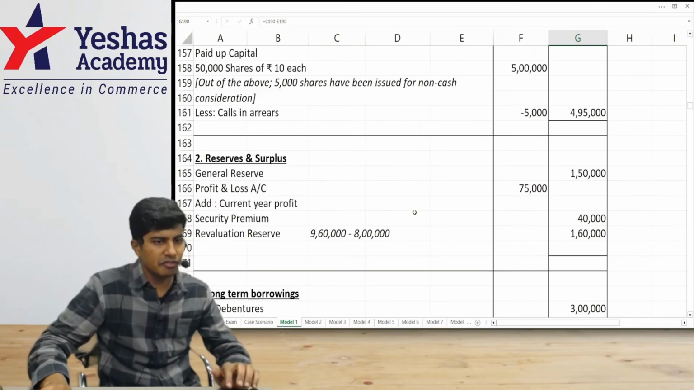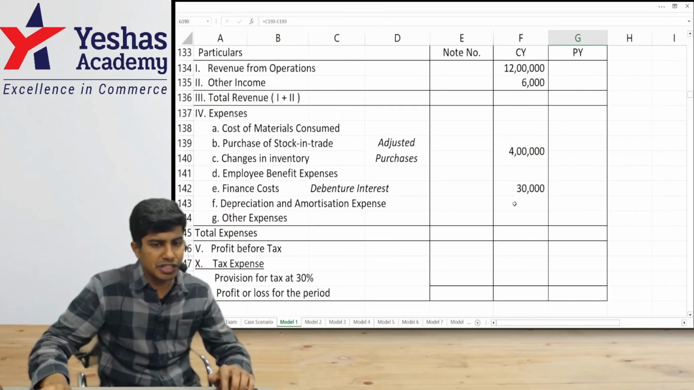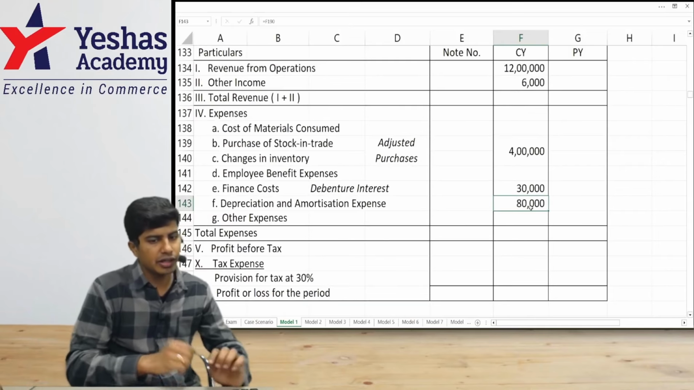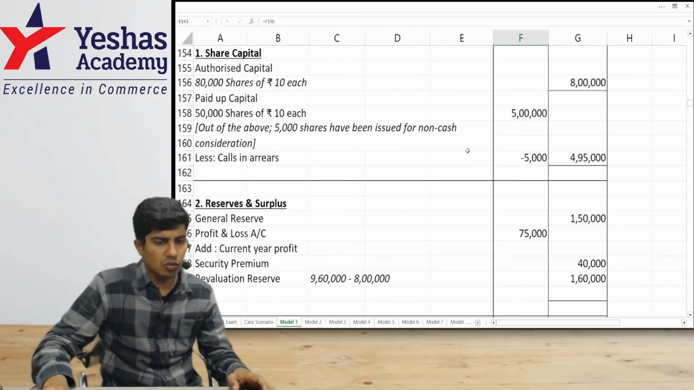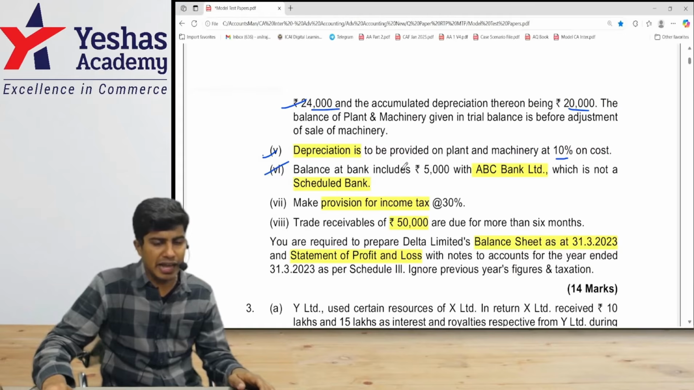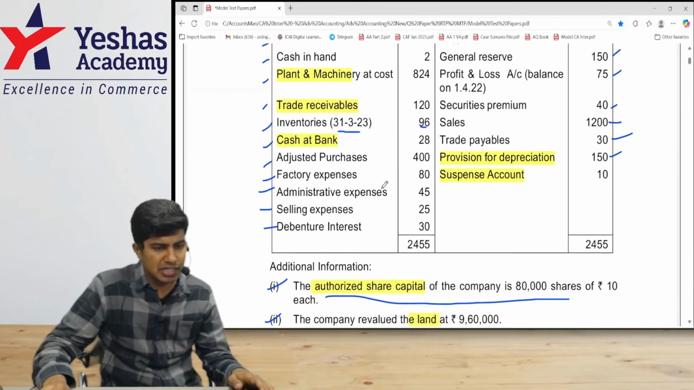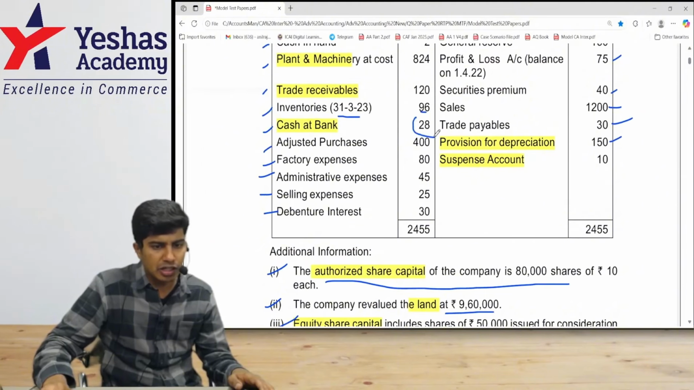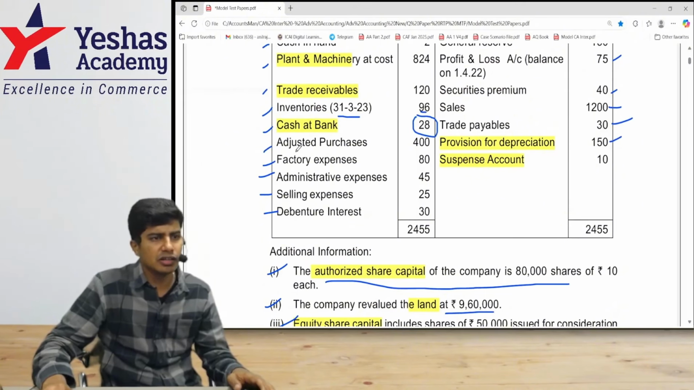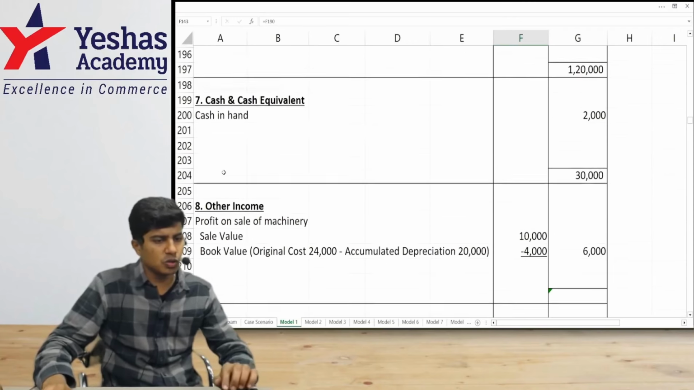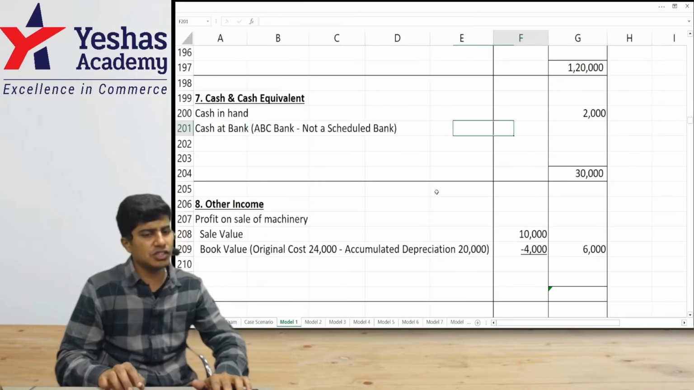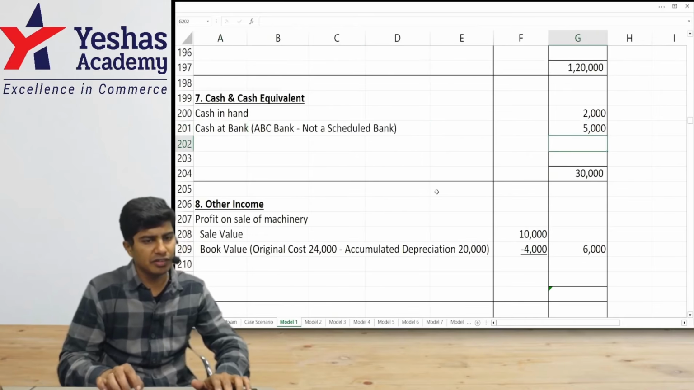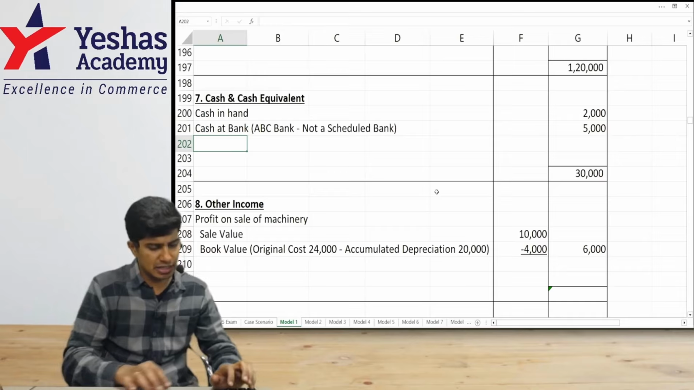I'll write that. If not, I might forget. So depreciation and amortization expense, how much would I write? Okay. In my statement of profit or loss. What's after that? Then bank balance includes 5,000 from ABC, which is not a scheduled bank. How much is bank balance? Bank balance 28. How much of 28 is not a scheduled bank? 5,000. So in my notes to accounts of cash and cash equivalents, I'll write cash at bank. ABC bank, it is not a scheduled bank, is how much? 5.